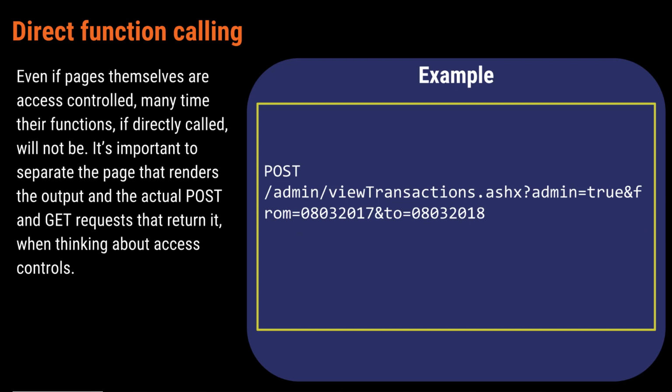Even if pages themselves are access controlled, many times their functions, if called directly, will not be. It's important to separate the page that renders the output and the actual POST and GET requests that return data from it when thinking about access controls. In the previous example, we saw the /admin/view transactions page; if we were to browse to that endpoint, it might be protected. But if we directly reference the data we want, like /admin/view transactions, and then provide any parameters that we might have gained that we know this function takes, like admin equals true, and a from date and a to date, we might be able to pull back data because the access controls are not scoped all the way down to the function level.